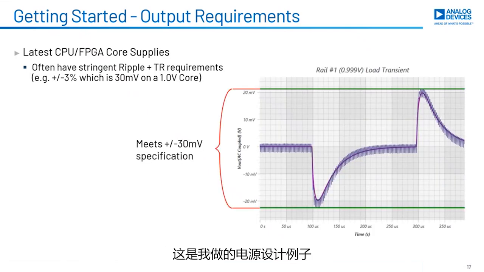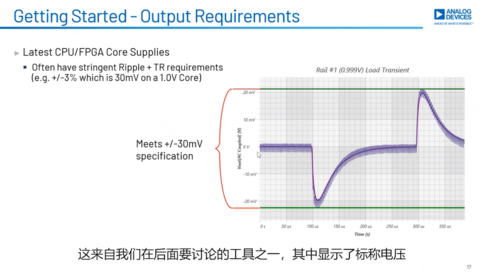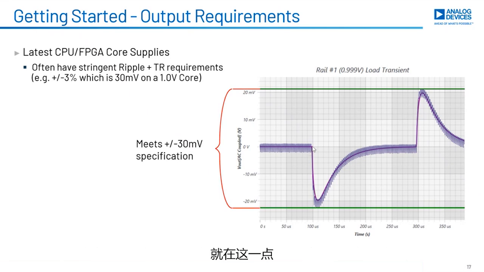So here's an example of a power supply design that I did, and it had that 30 millivolt restriction. And this is the transient response. So this is from one of the tools that we'll look at in a later session that shows the nominal voltage. And then right at this point here, the load current steps up.